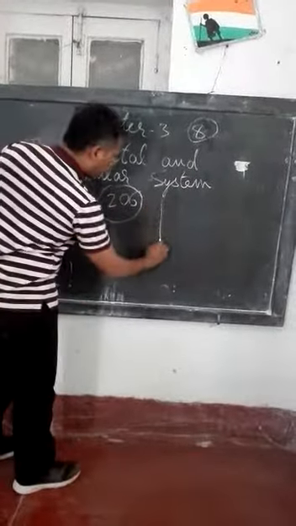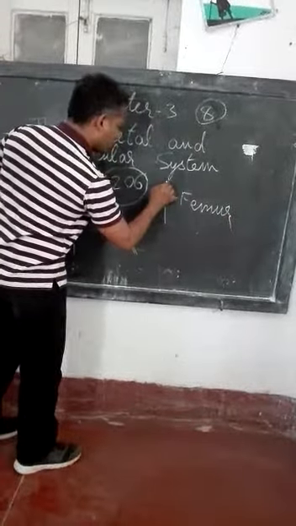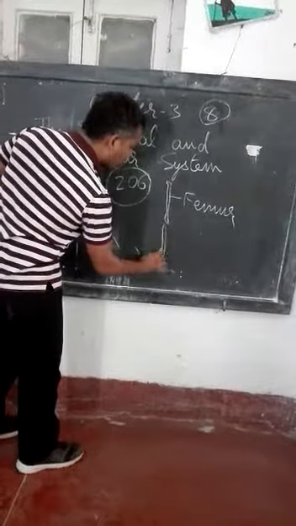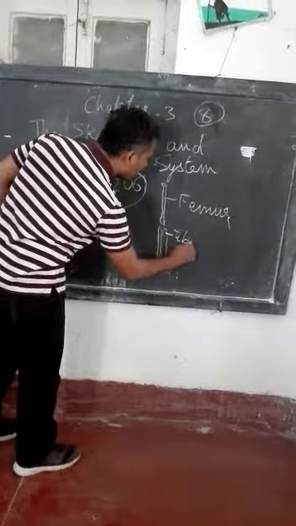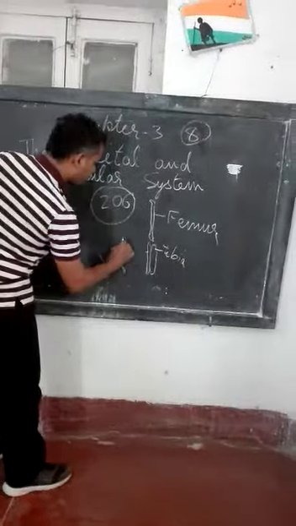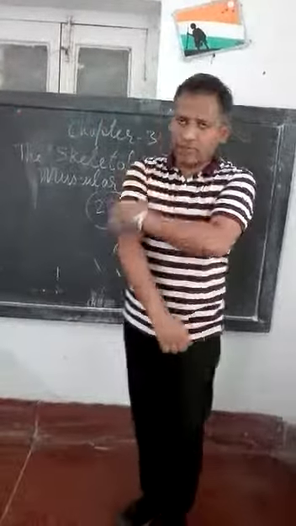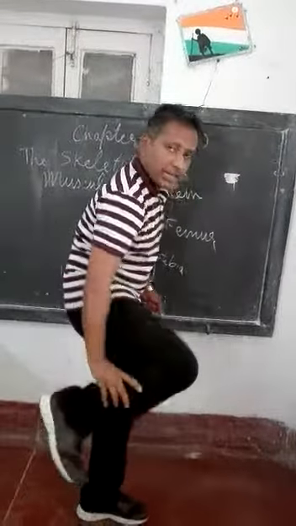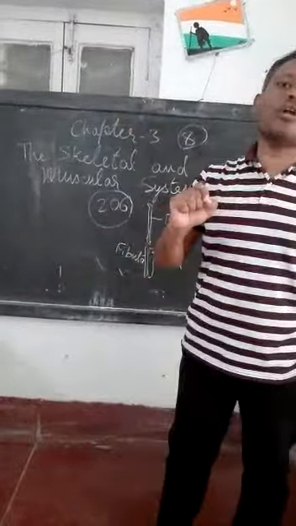F-E-M-U-R. In the legs, 1 bone, that is called femur. Then you have got 2 bones below the knee. One is called tibia and one is called fibula. Just like in the hand, here you have 1 bone, here you have 2 bones. In the legs also, here you have got the femur or the thigh bone, and here you have got 2 bones. One is called tibia, one is called fibula.